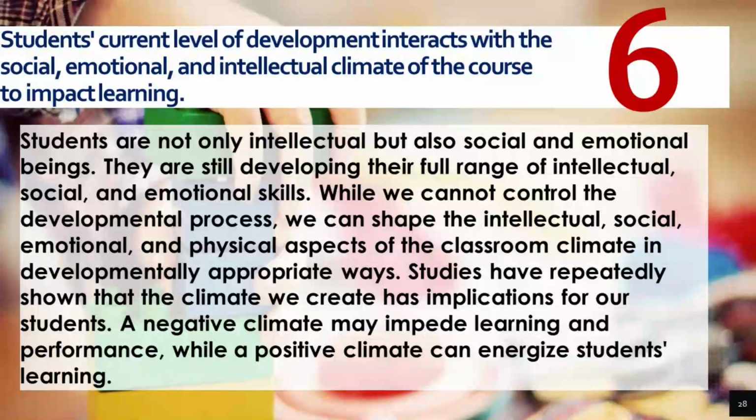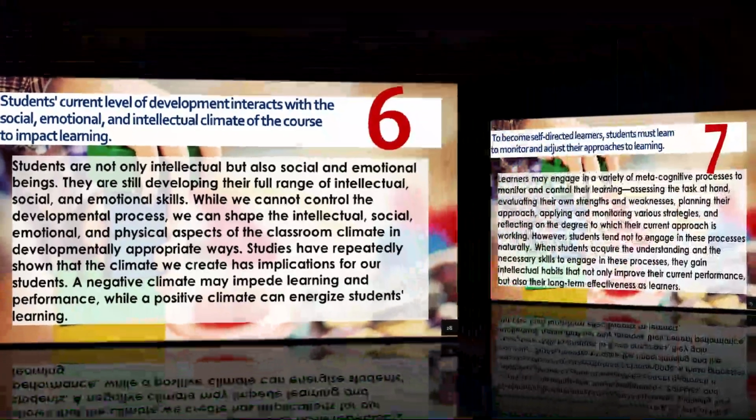Number 6. Students' current level of development interacts with the social, emotional, and intellectual climate of the course to impact learning. Students are not only intellectual, but also social and emotional beings. They are still developing their full range of intellectual, social, and emotional skills. While we cannot control the developmental process, we can shape the intellectual, social, emotional, and physical aspects of the classroom climate in developmentally appropriate ways. Studies have repeatedly shown that the climate we create has implications for our students. A negative climate may impede learning and performance, while a positive climate can energize students' learning.